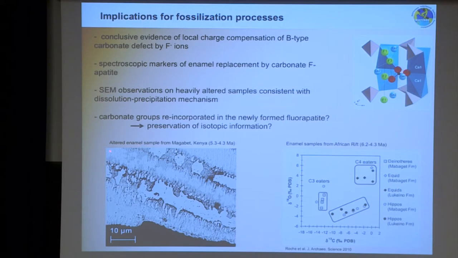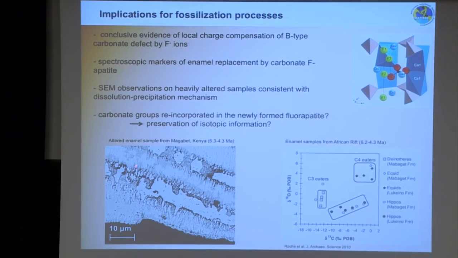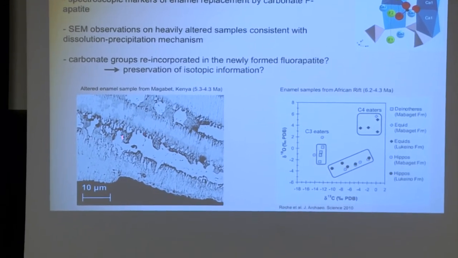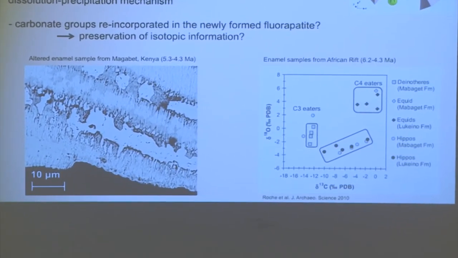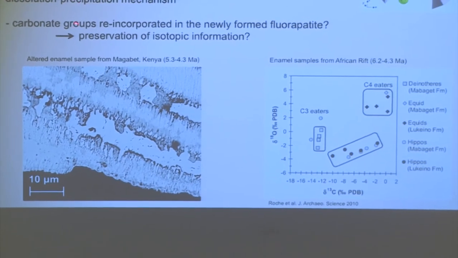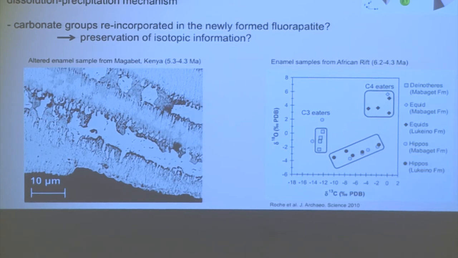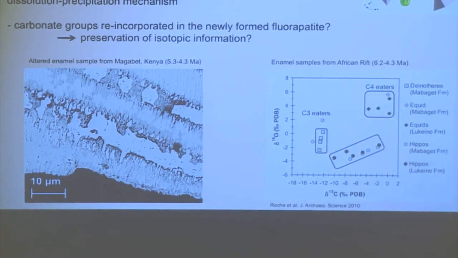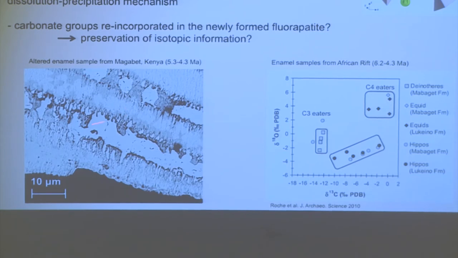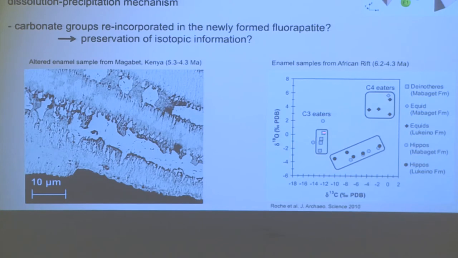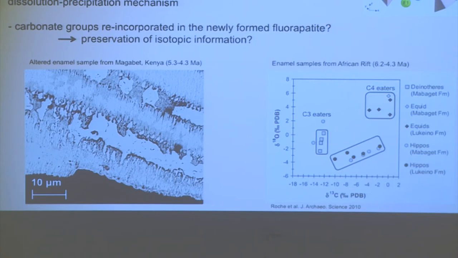And this is clearly attested here by a micrograph obtained on a highly altered enamel sample, in which you can see the replacement of the biological structure by this filling of fluorapatite. And the important information you can gain here is that the carbonate groups are really incorporated in the newly formed fluorapatite. Okay, and this could be a clue to explain that despite this strong evidence for alteration, it seems that in the samples from these environments, the isotopic composition of carbonate group preserves some information about the ecological features of the various animals analyzed.